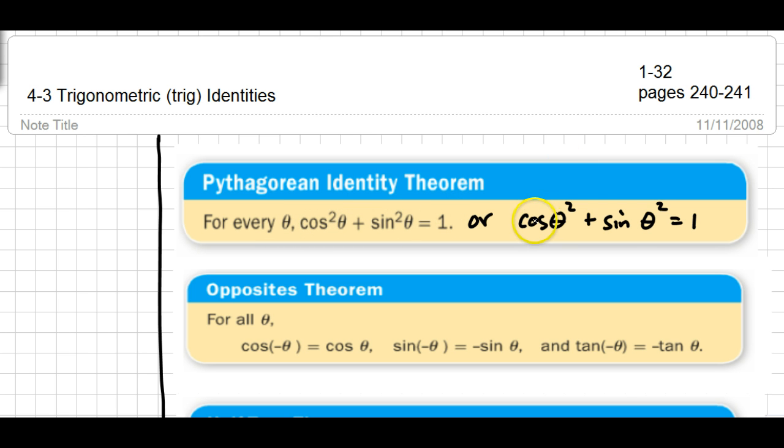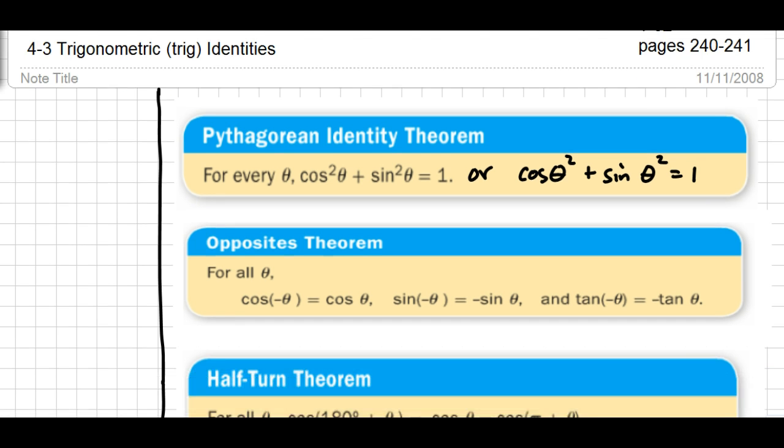Also, I need you to know that the cosine and the sine here are interchangeable. So if you mistakenly write sine theta squared and then cosine theta squared, it'll still work. This is called the Pythagorean identity because it's equal to the number 1, and it resembles the Pythagorean theorem of a squared plus b squared equaling c squared. We'll do an example of this one at the end of the video.